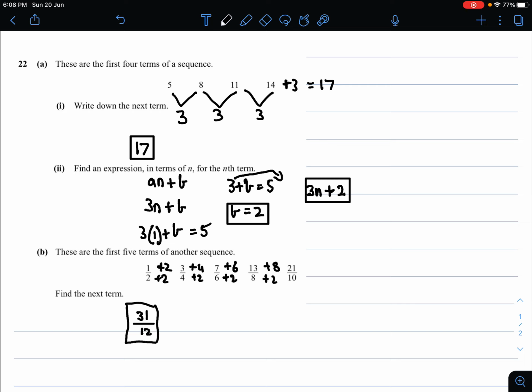And the best part is, in this sum, you don't even need to show any working because it's 1 mark. So you don't need to explain yourself as in how you got this answer. So this would be the final answer for part 22b.